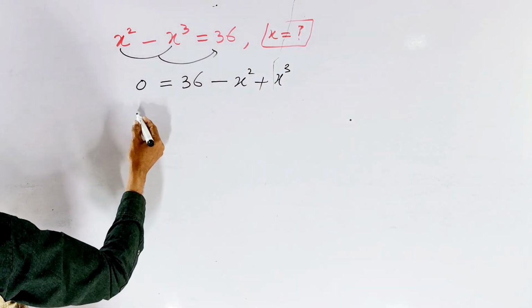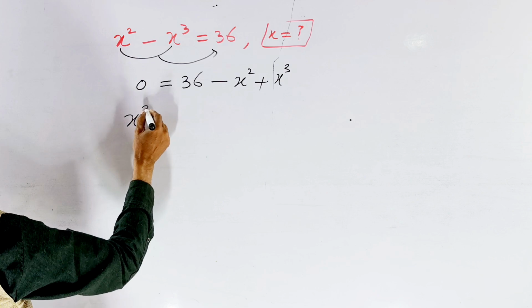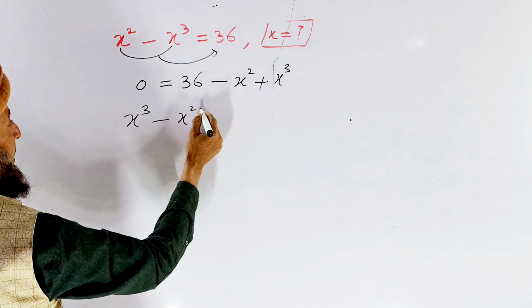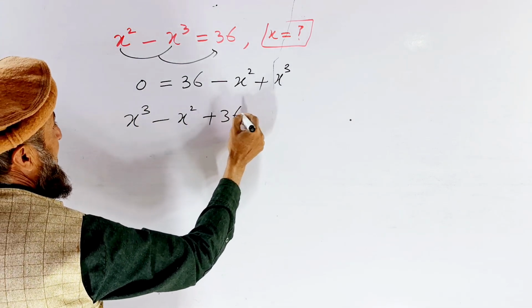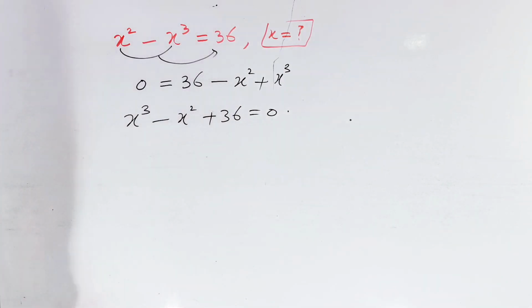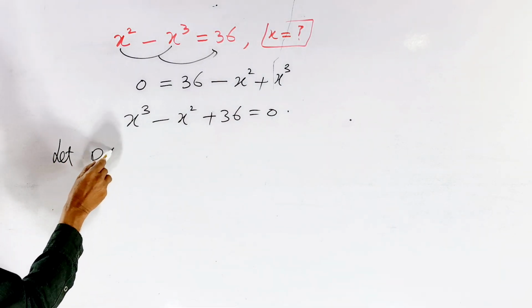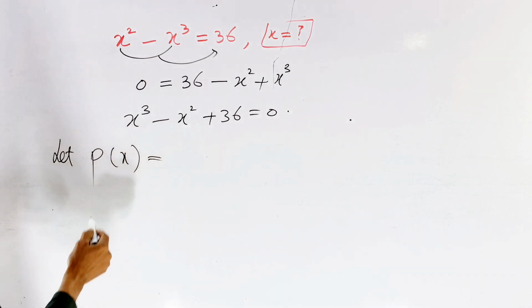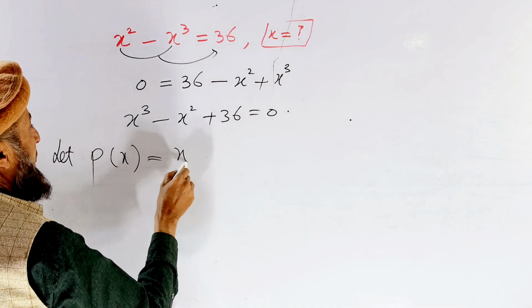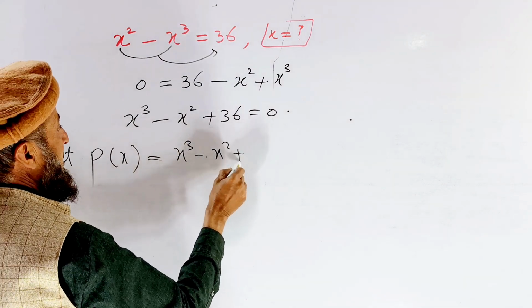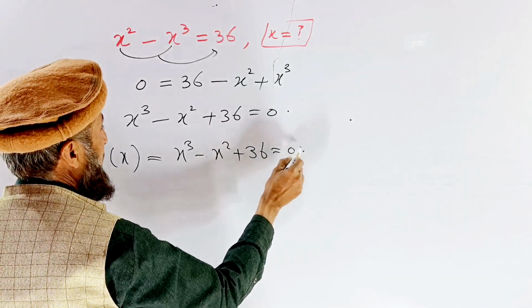Now we arrange the terms. So we arrange the terms: x cube minus x square plus 36 is equal to 0. Let us suppose that this is equal to p of x, a polynomial: x cube minus x square plus 36 is equal to 0.